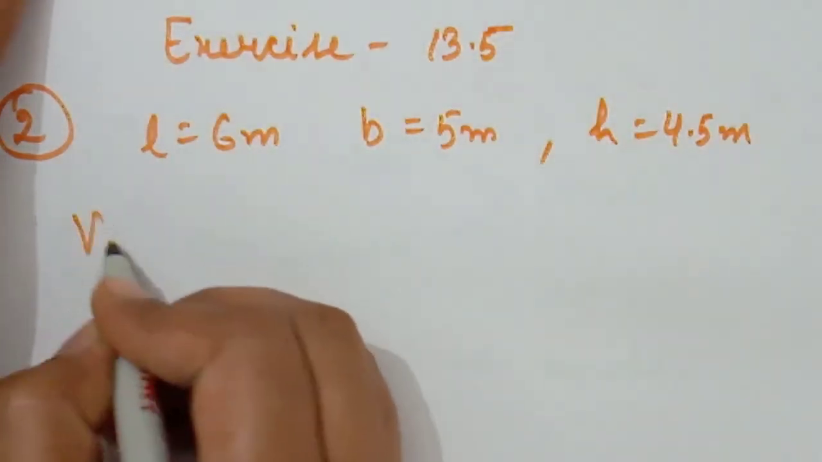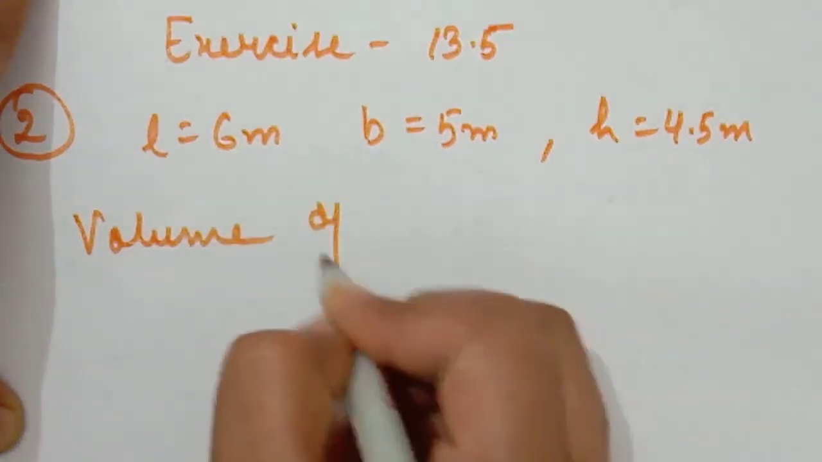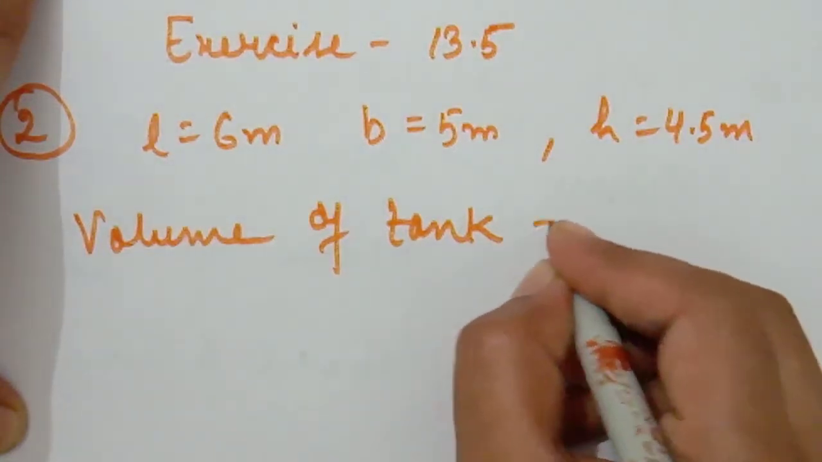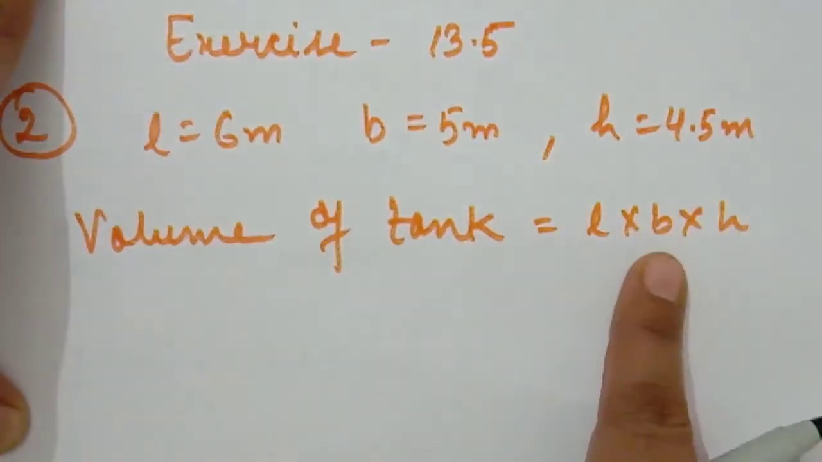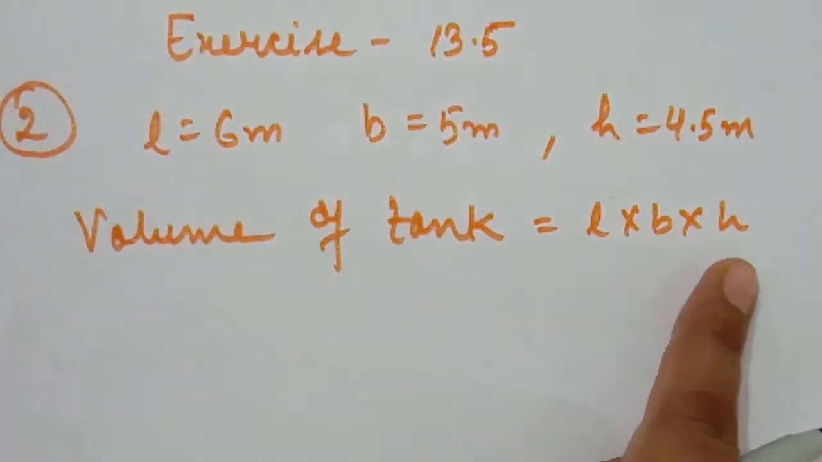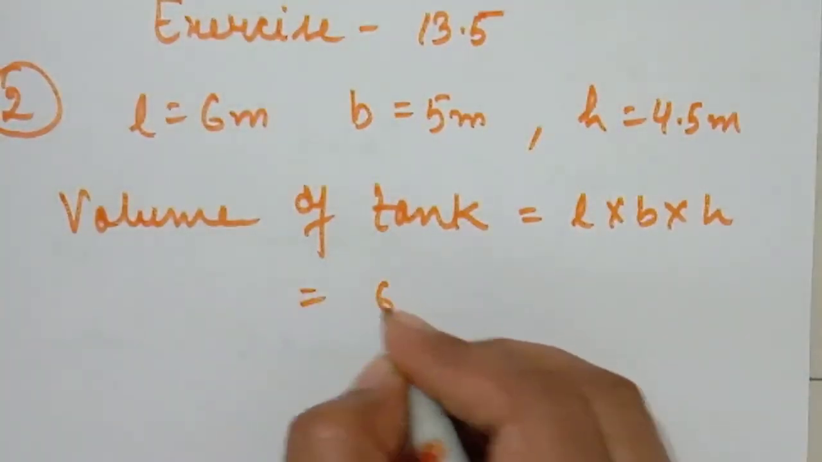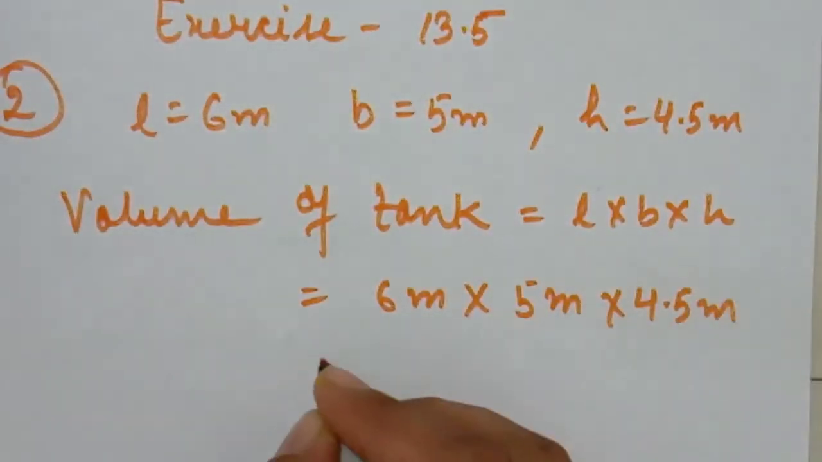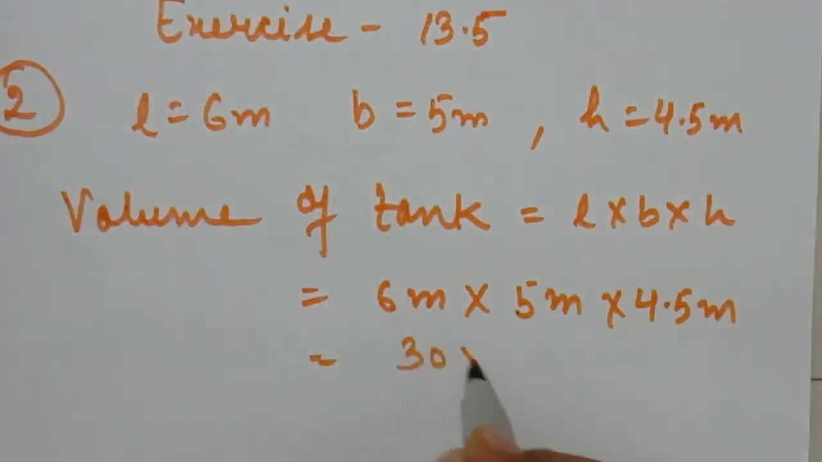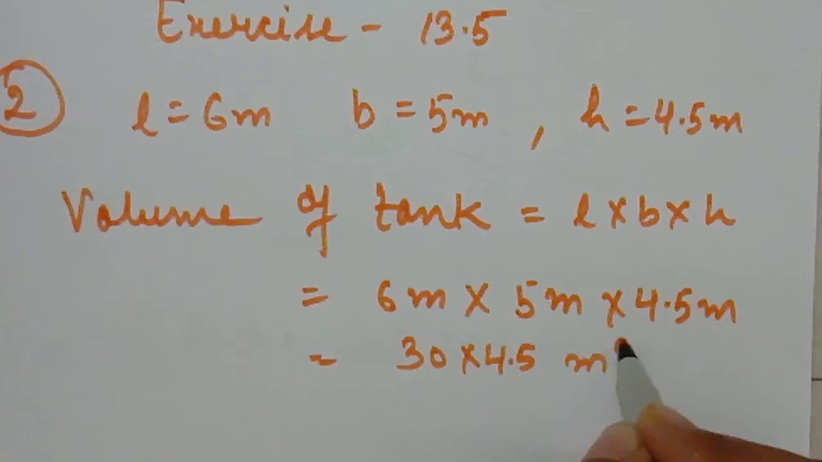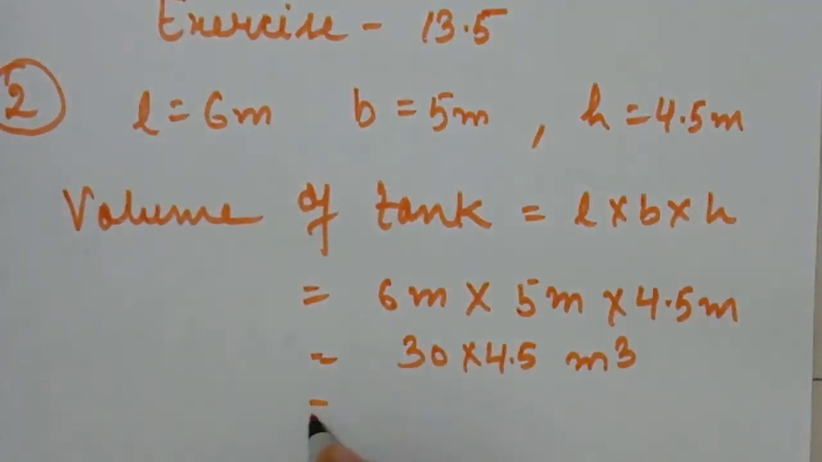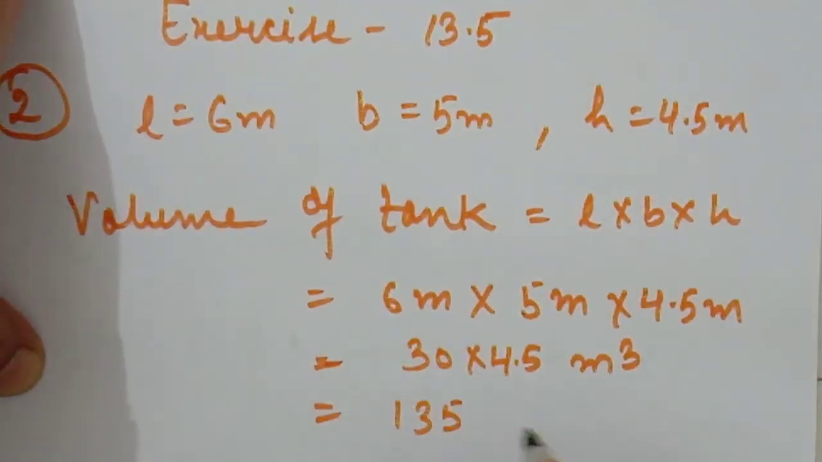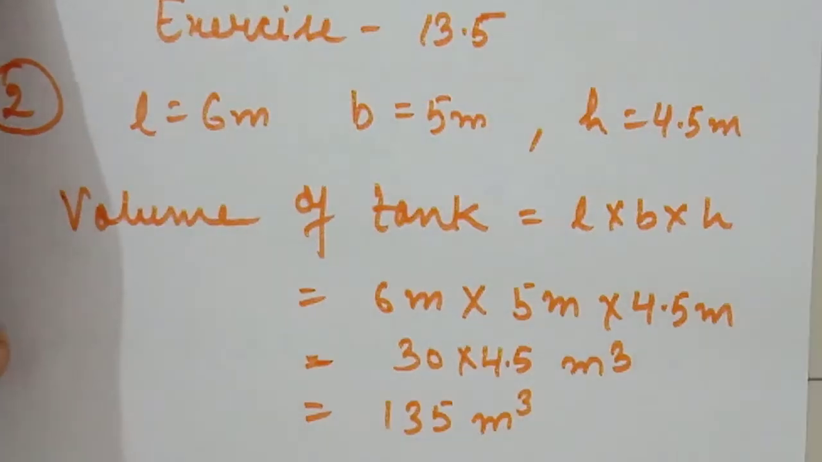So we have to take the volume of the tank. Because the tank is in the form of a cuboid, it is L into B into H. The formula is the most important thing. You can't miss the formula, otherwise marks will be deducted. Now we put 6 meters, 5 meters and 4.5 meters. Then it is 30 multiplied by 4.5 meter cube, and after the multiplication it is 135 meter cube.